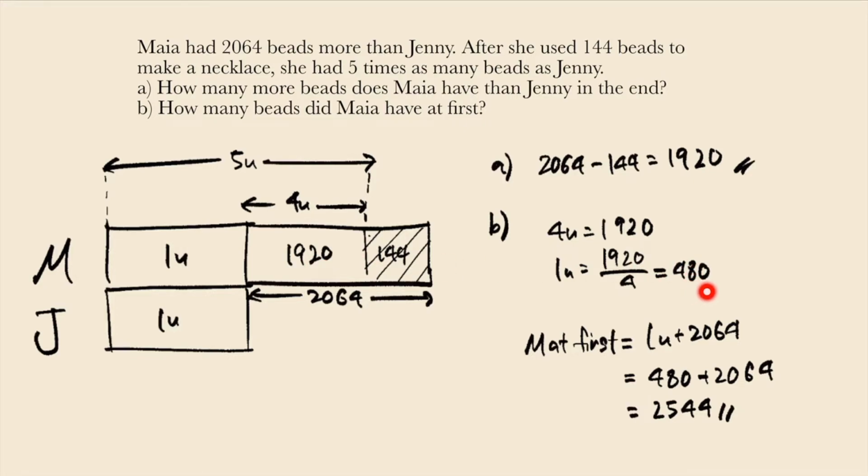Maya at first would be this 1 unit plus the 2064 that were there at first. So we're going to take 1 unit plus 2064. And 2544 is the answer.